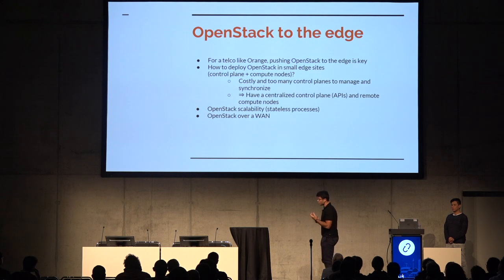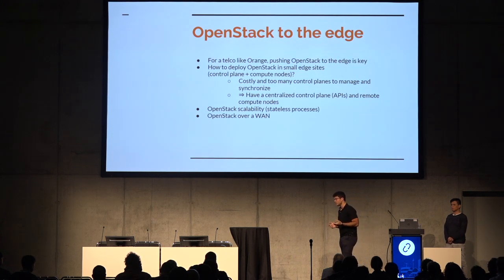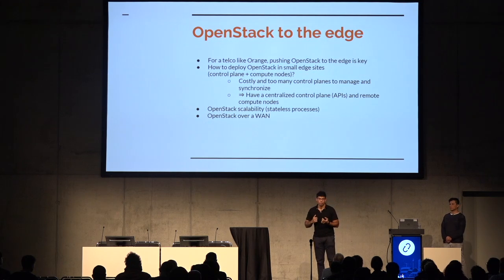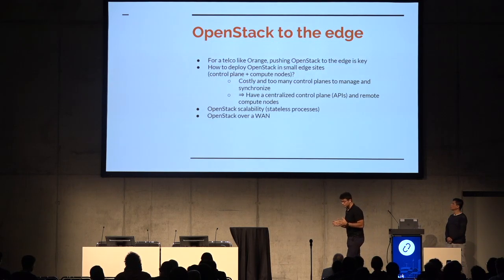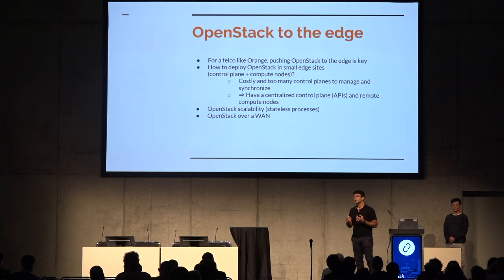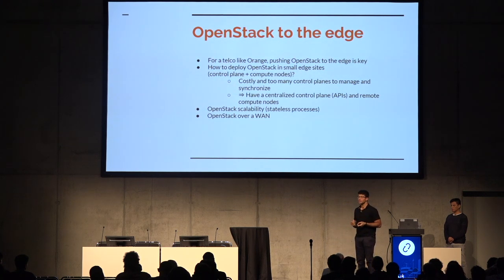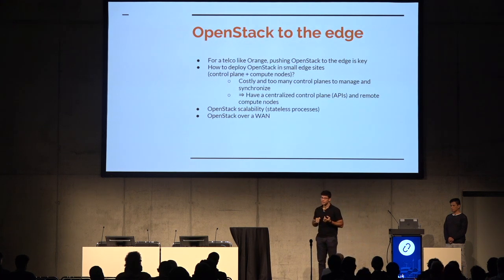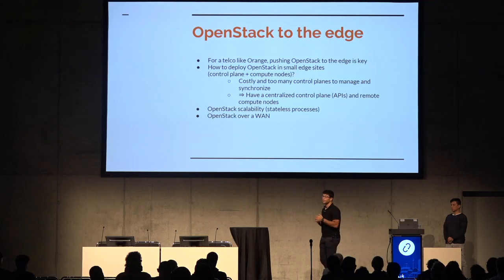But how do we deploy OpenStack on the edge? Well, first we can think of having, per site, the control plane and the compute nodes, but you will have too many control planes to manage. You will need to synchronize between them and all that. It might be very costly. So the deployment we are considering in this presentation is where you have your control plane, your APIs, your front ends, centralized, and on the edge nodes, you have only your compute nodes, which are connected remotely to your centralized control plane. So we can take advantage of OpenStack's native scalability. Almost all the processes are stateless. We still have the database and the message bus, to see how they respond to a distributed context. And we need to see how OpenStack behaves overall over the WAN.